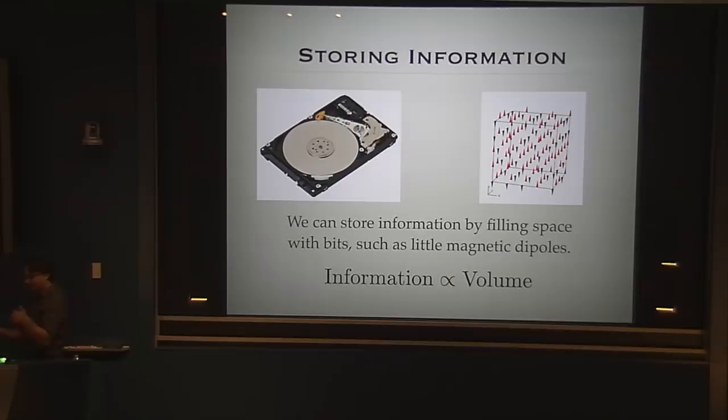So this is a theorist's picture of that idea. I fill space with these little dipoles, and the red ones are pointing up and the black ones are pointing down, and that's how I encode bits. And that's basically how hard drives work. I mean, there's more area here than there is depth. But anyway, I can stack these hard drives, and I can fill space with information in this way. And the lesson that I want to draw from this is just that information seems to be proportional to the volume that you have. If I have twice as big of a box, I can put twice as many of these little magnetic dipoles into that box, and I can store twice as much information.